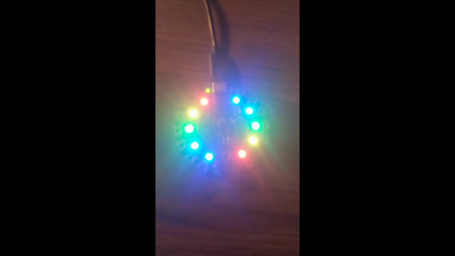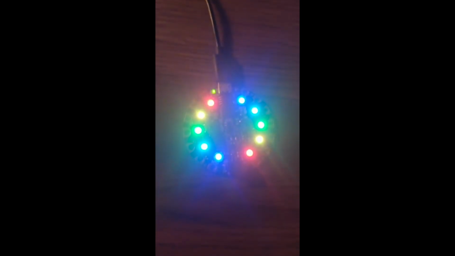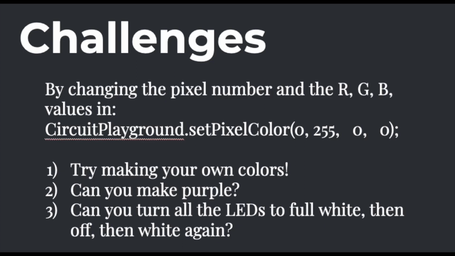We see our LEDs light up with various rainbow colors, and then they go black. This happens at a half-second cycle. It's nice having source code to use, but we learn best by trying things ourselves. Let's try changing the values in CircuitPlayground.setPixelColor to make our own colors.